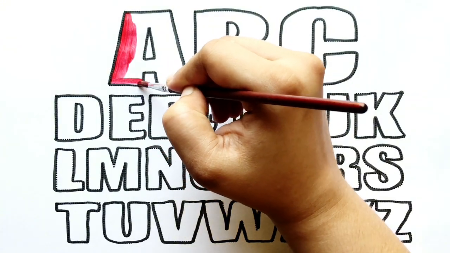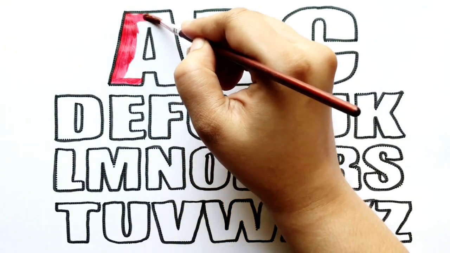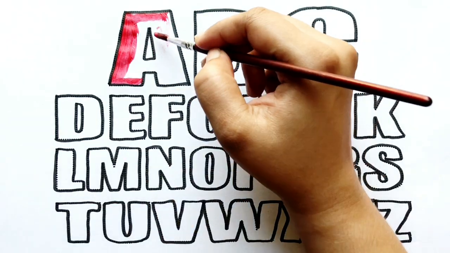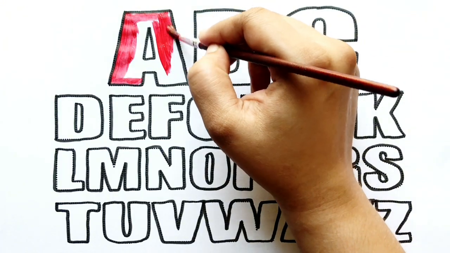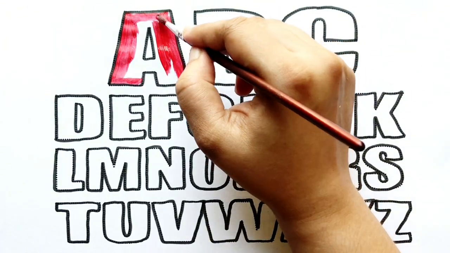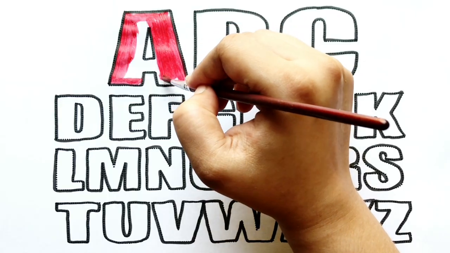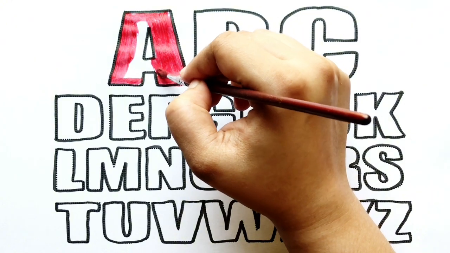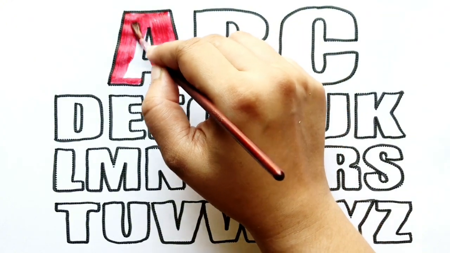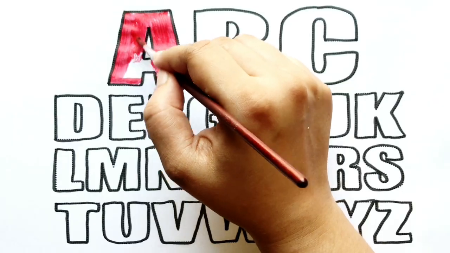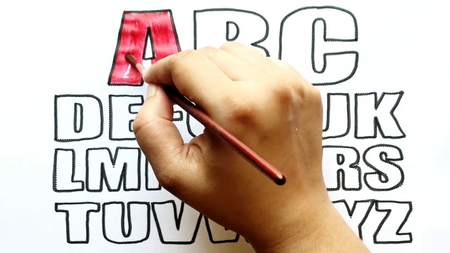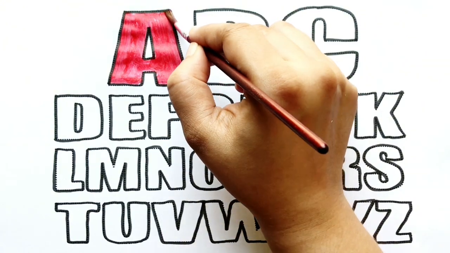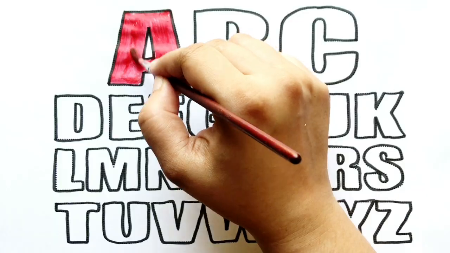Red color, uppercase letter A. A for apple. Next time, won't you sing with me? A, B, C, D, E, F, G, H, I, J, K, L, M, N, O, P, Q, R, S, T, U, V, W, X, Y, and Z. Now I know my ABCs.